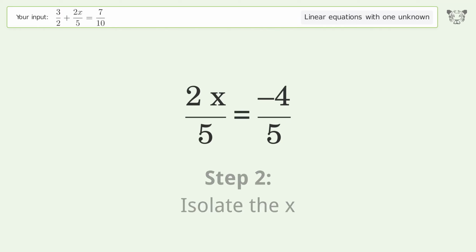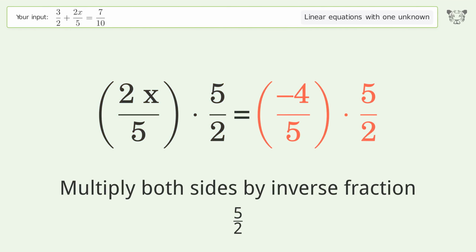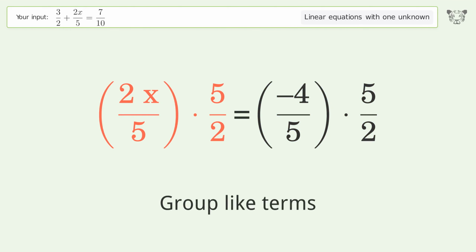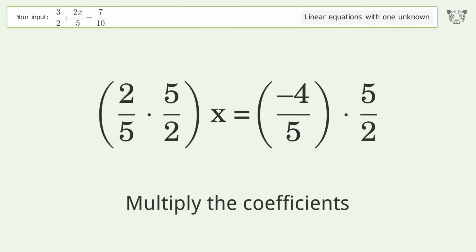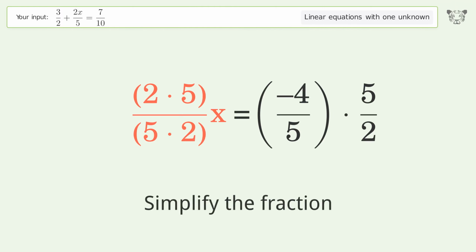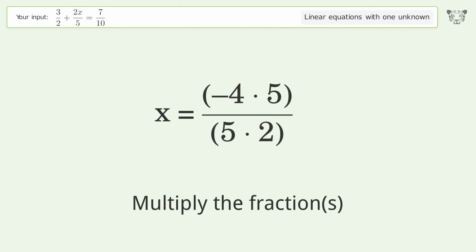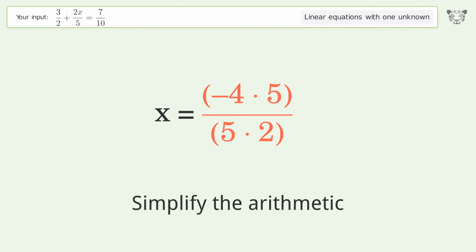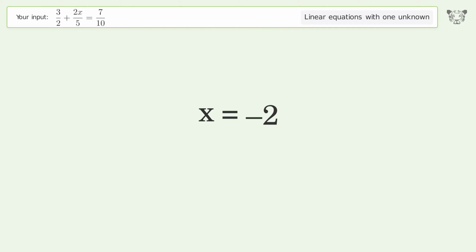Isolate the x. Multiply both sides by inverse fraction 5/2. Group like terms. Multiply the coefficients. Simplify the fraction. Multiply the fractions. Simplify the arithmetic. And so the final result is x equals -2.